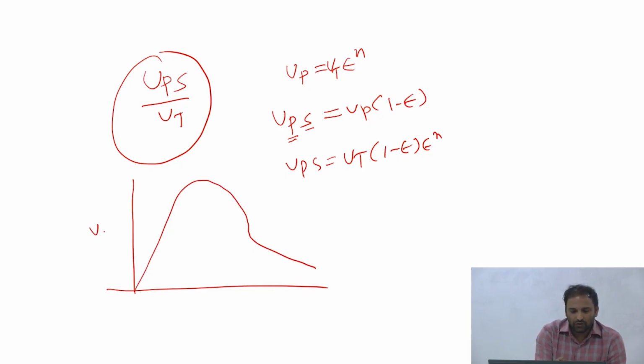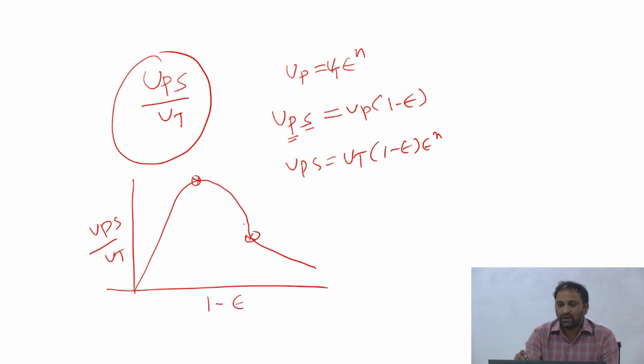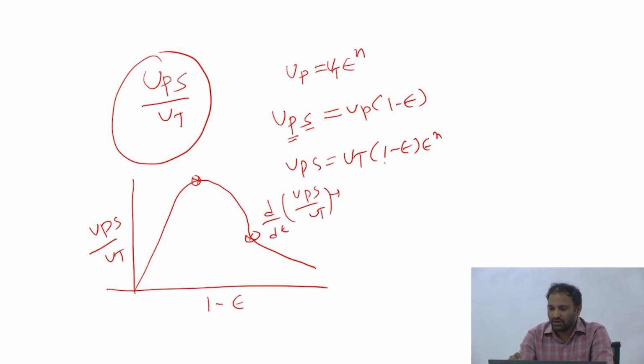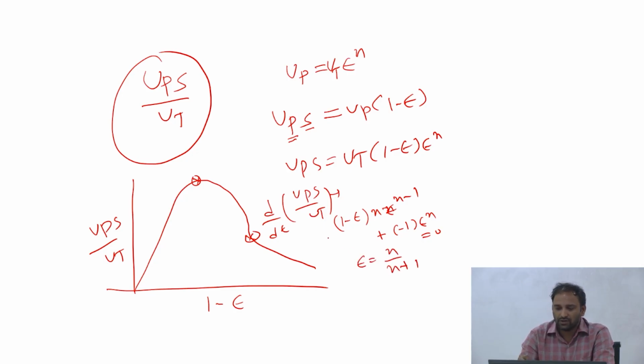This is actually a plot of UPS by UT versus 1 minus epsilon. I made a mistake in the last class. It's not epsilon, it's 1 minus epsilon. It turns out I can get this point and this point just by differentiating this a couple of times. If I take this UPS by UT and differentiate it once with respect to epsilon, I will get (1 minus epsilon) times n times epsilon to the power n minus 1, plus minus 1 times epsilon to the power n, equal to 0 if I equate that to 0. Therefore, if I work this out, I would get an expression for epsilon as n divided by n plus 1. That is your this point.